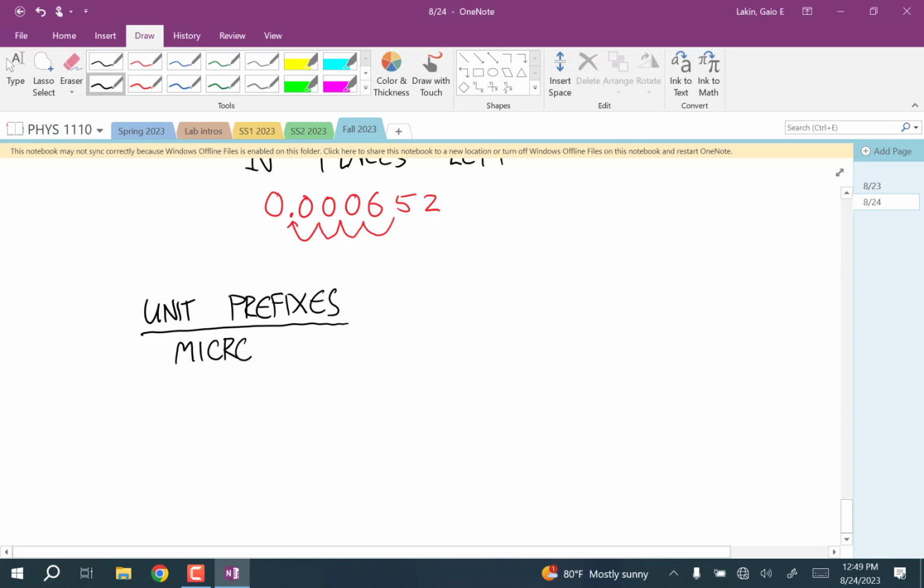So first is micro. And it's denoted with the Greek letter mu that looks sort of like halfway in between a cursive M and a cursive U. So that's how you can remember that's mu, MU. And the meaning of micro is times 10 to the minus sixth. And then the next one is milli. That's denoted with a lowercase m. And the meaning of that is times 10 to the minus third.